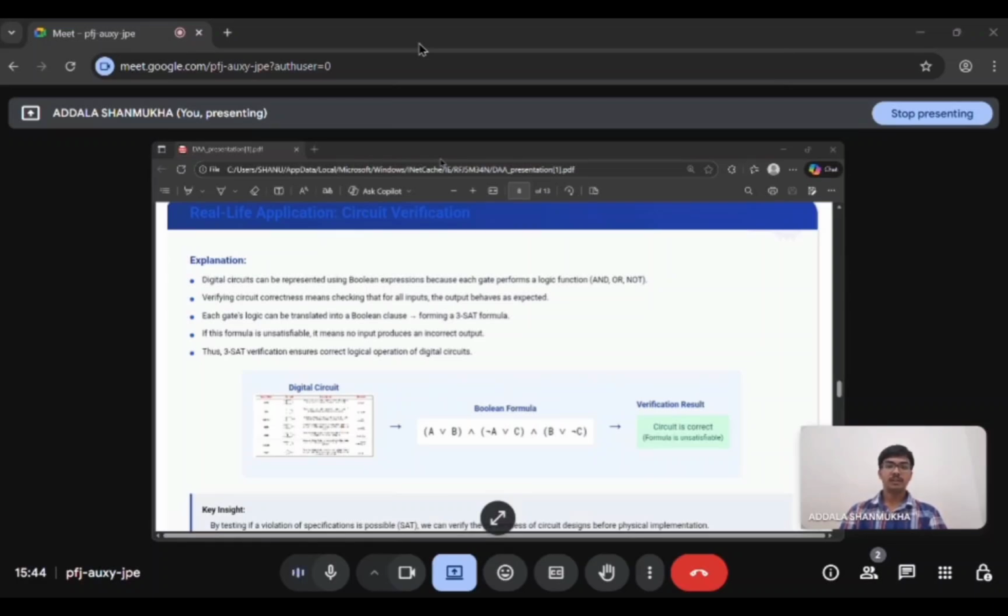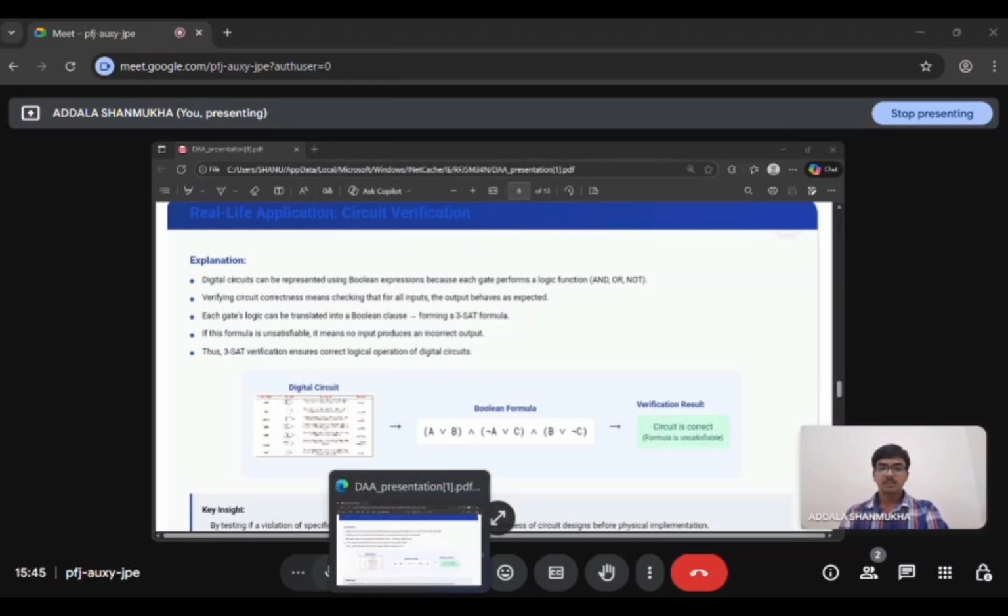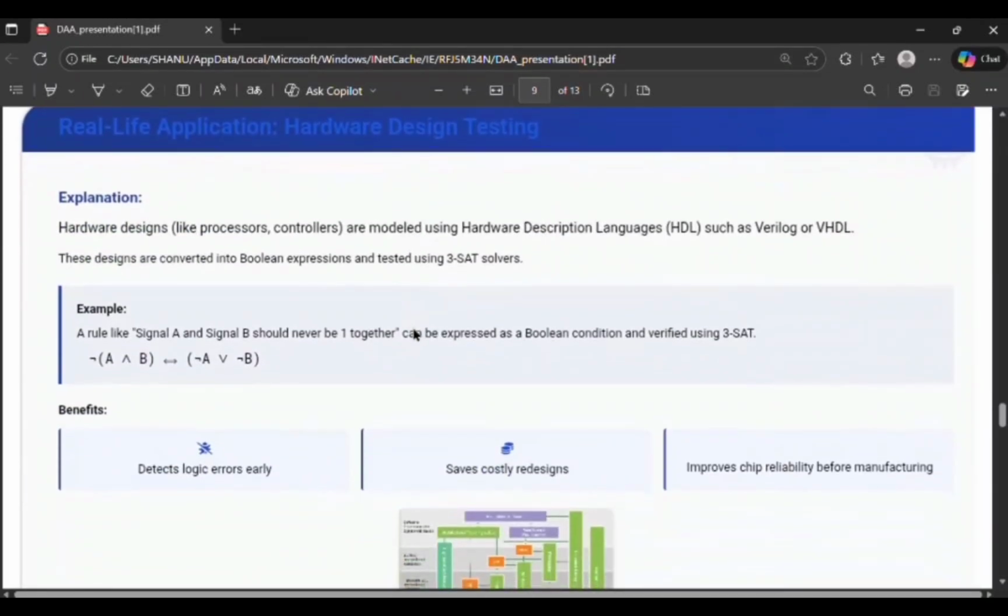Checking digital circuits. Every digital circuit is made from logic gates like AND gate, OR gate and NOT gate, and each gate can be written as a Boolean equation.